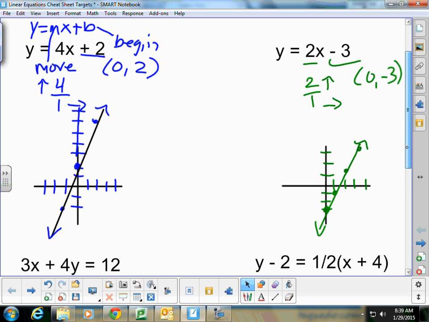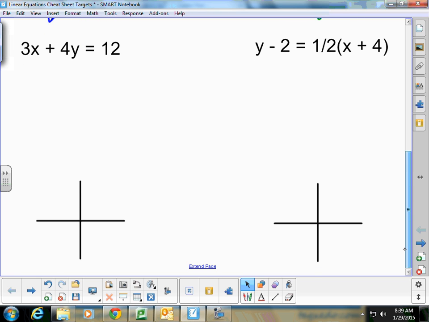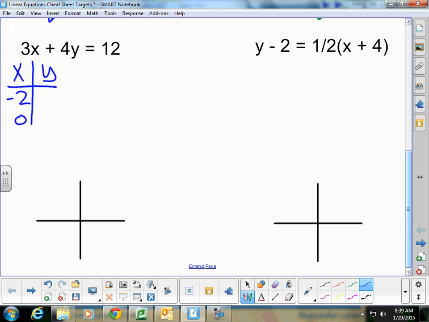Slope-intercept is probably the easiest for you guys, but what happens if we're given standard form and point slope? Couple options. You can make a table and plug in some points to plot. So you have to plug in when x is negative 2, what is y? It's kind of like when we do x and y intercepts.